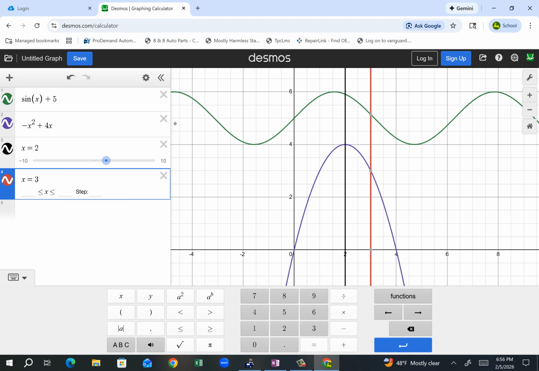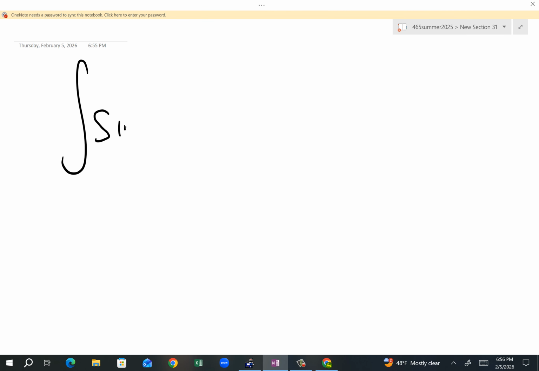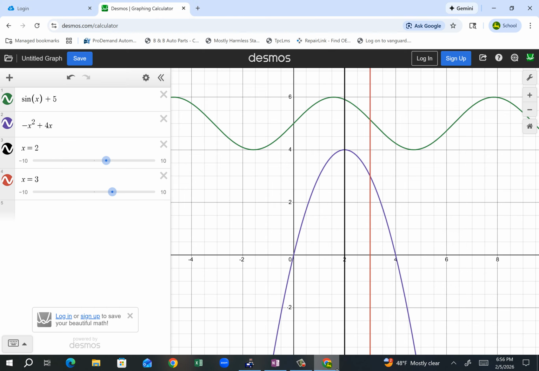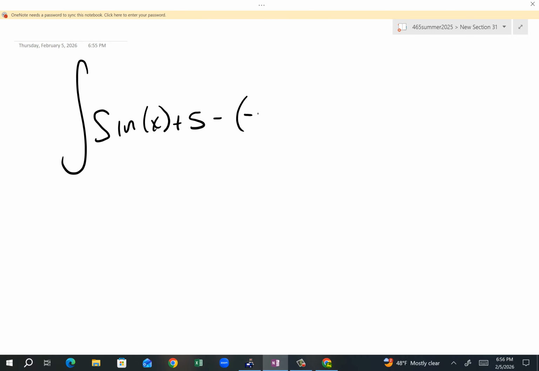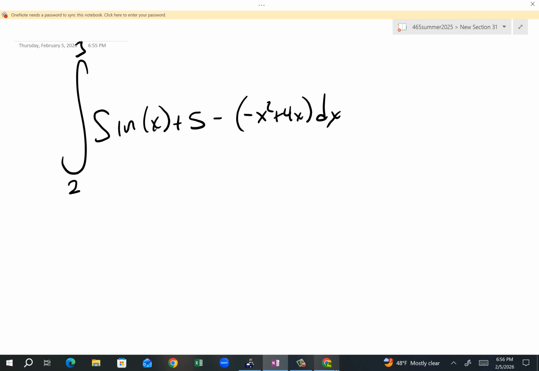So I want to find this region in here, inside of that. So it's going to be the green function, sine x plus 5, minus the bottom function, which is negative x squared plus 4x, over the interval in question, which is 2 to 3. And so when you do this, this just becomes positive x squared and minus 4x, because that's all we're doing. And now off to the races we go.